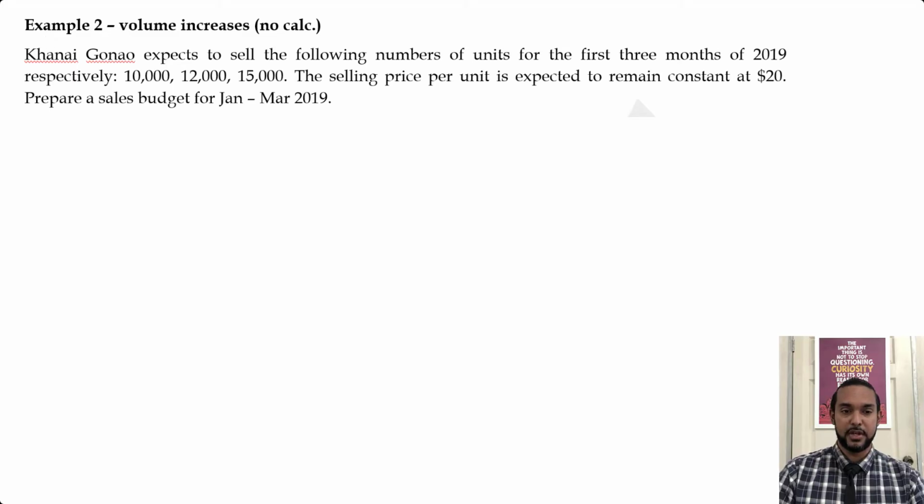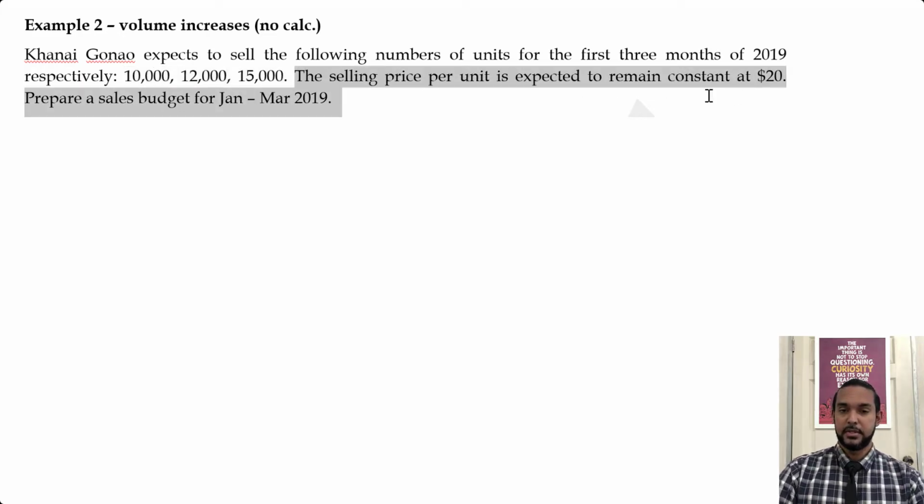Let's take a read. So we have Can I Go Now expects to sell the following numbers of units for the first 3 months of 2019 respectively. So we have 10,000, 12,000 and 15,000. And again, those are for the first 3 months of 2019. So that would mean January, February and March, 10, 12 and 15,000 respectively. The selling price is expected to remain constant at $20. Prepare a sales budget for January to March 2019 for Can I Go Now.